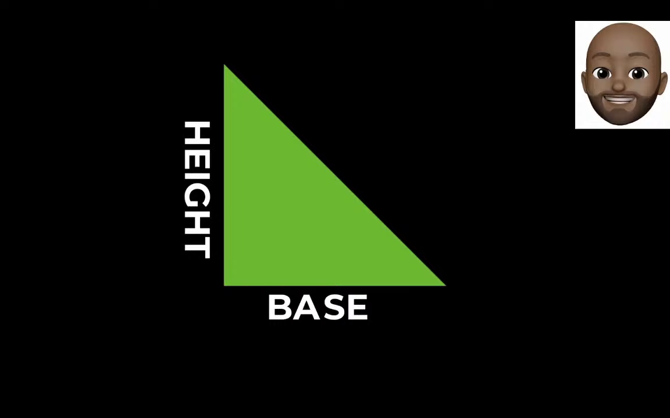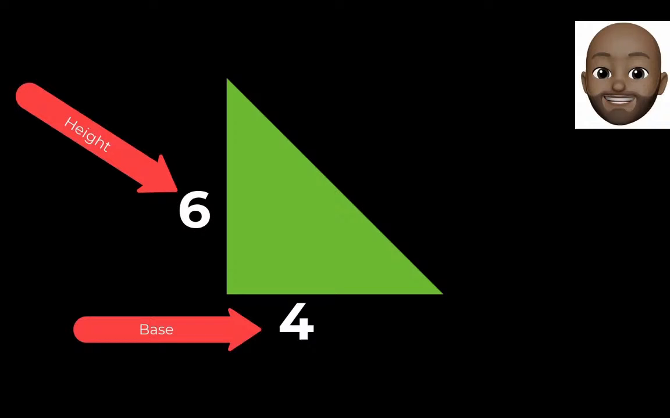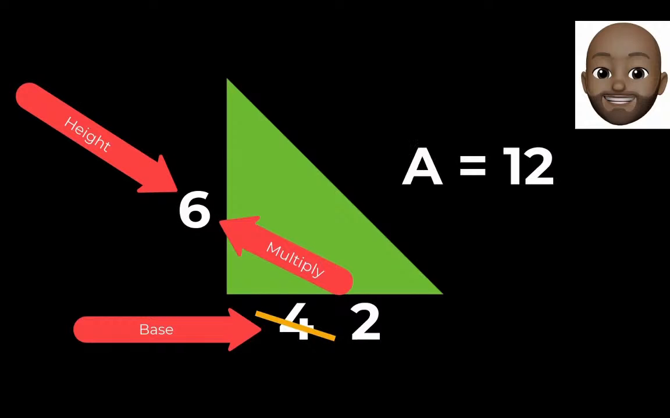To find the area of a triangle, simply multiply half of the base times the height. For example, this triangle has a base of 4 and a height of 6. To find the area, simply take half of 4, which is 2, and multiply it by 6, which will give us a total area of 12.